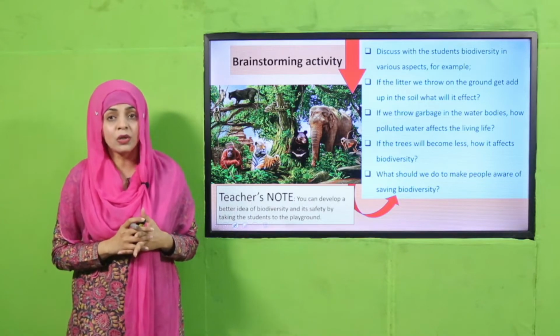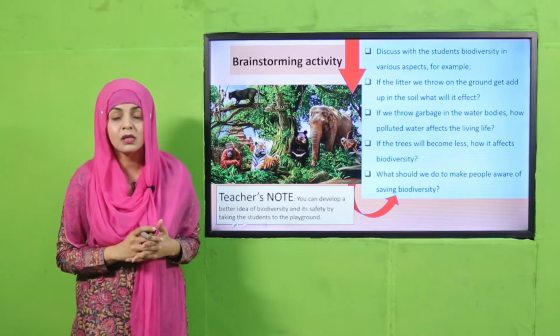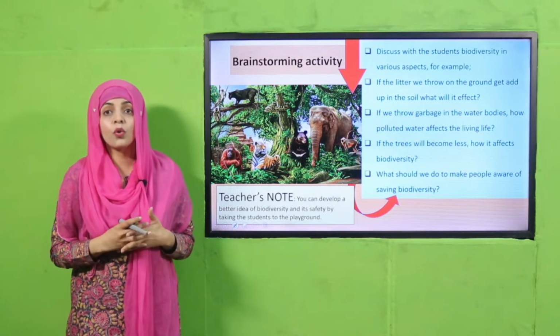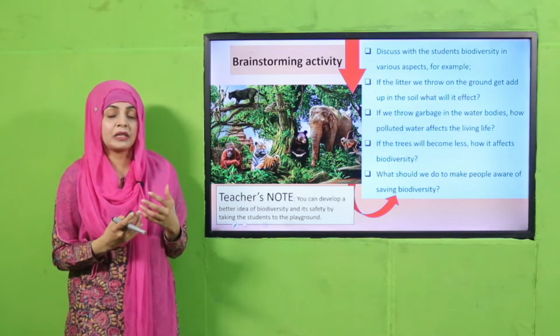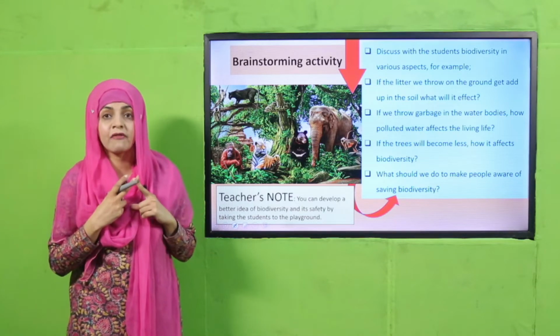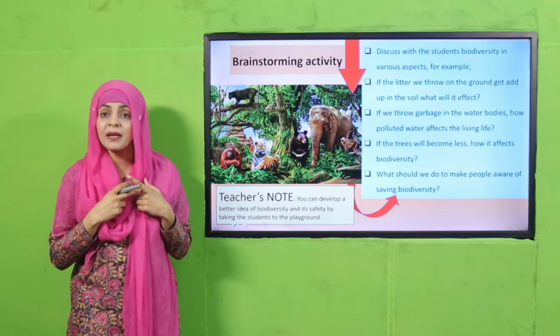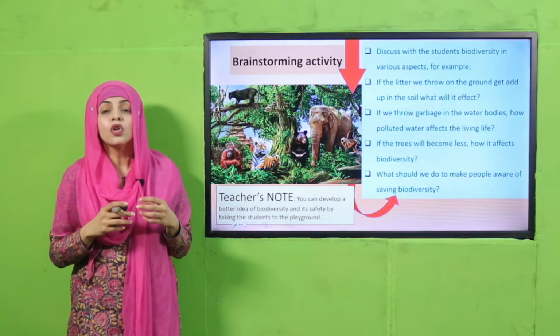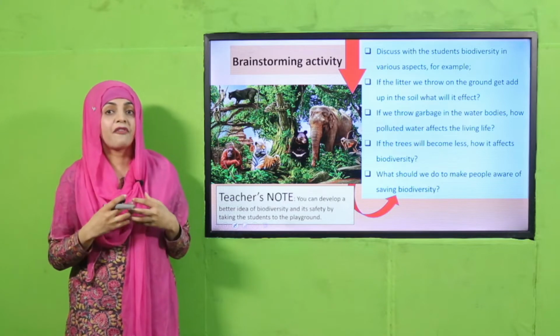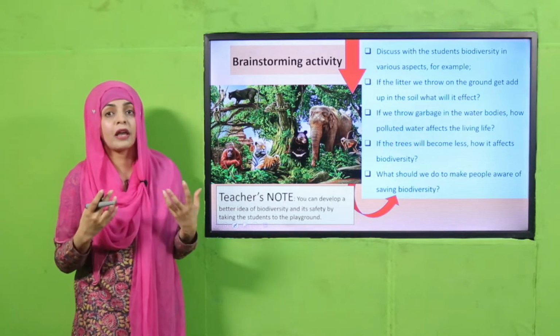If the trees become less, how does it affect biodiversity? So trees are the producers because they make their own food. They do not feed on other animals or other plants. If the producers are affected, if the trees are affected, they are the major source of oxygen in our environment. They are the food for many animals. They are the habitat for many animals. So if they are affected, अगर इनकी तादाद कम हो जाएगी तो that means all the life forms will be affected.